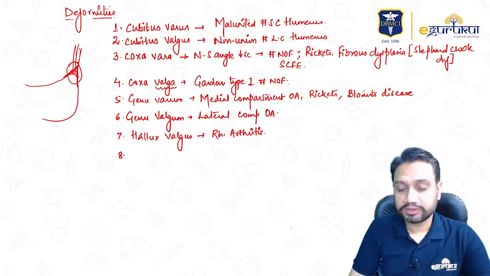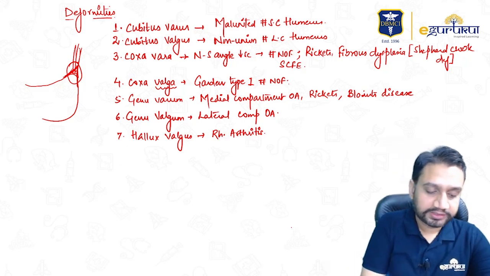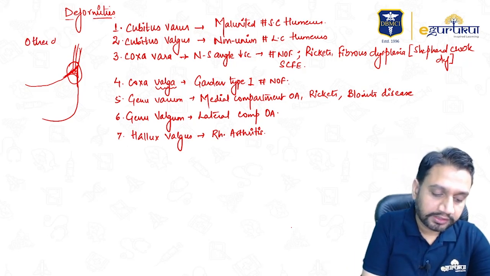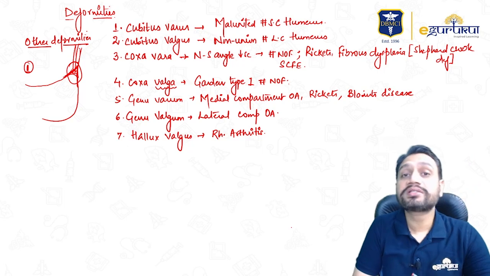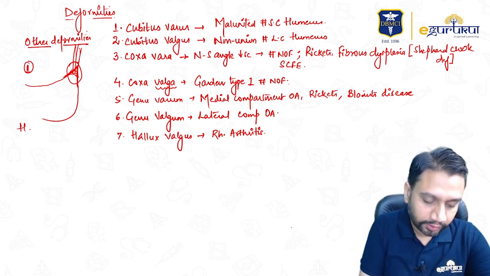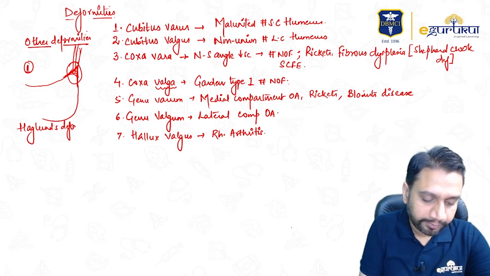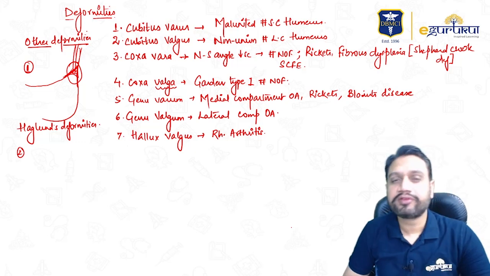Now, these are joint deformities. The other deformities which I just started telling you, the other deformities. So this is one I told you, the prominence of the back of the calcaneum is what you call the Haglund's deformity, right? Which was a very, very important question asked in your AIIMS a couple of years back.